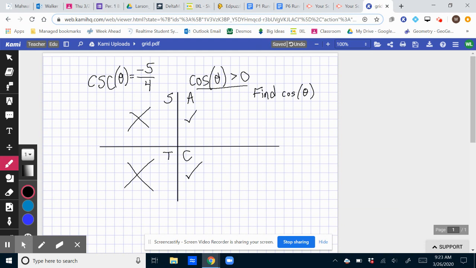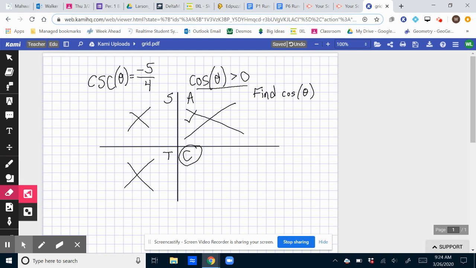But then the second piece of information that helps you figure out what quadrant it's in is that cosecant is negative. It's -5/4. So that eliminates quadrant 1. Can't be quadrant 1. A means all. All 6 functions are positive, so we know that we're in quadrant 4.